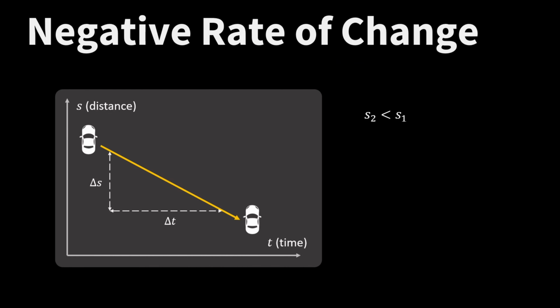Now what if the car drives backwards? Well then, s decreases. This means delta s becomes negative.